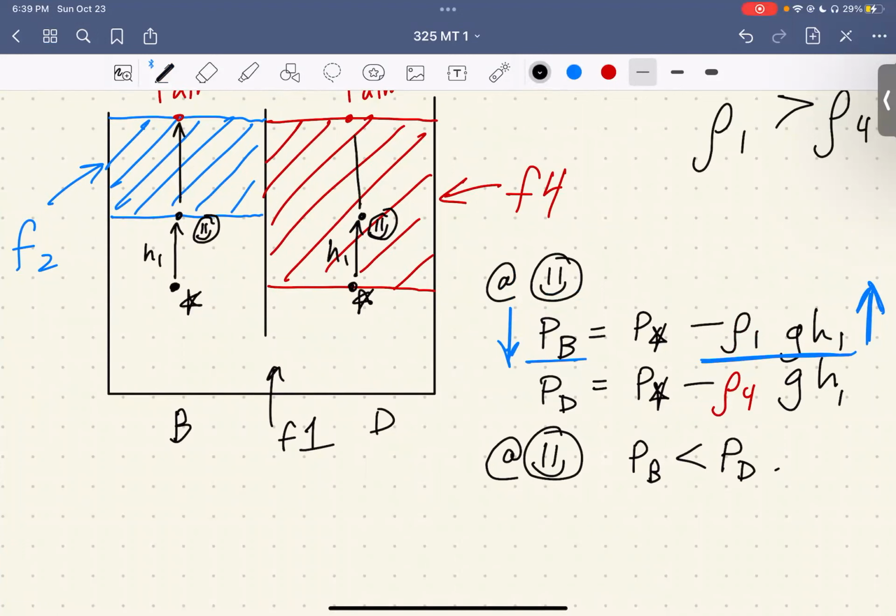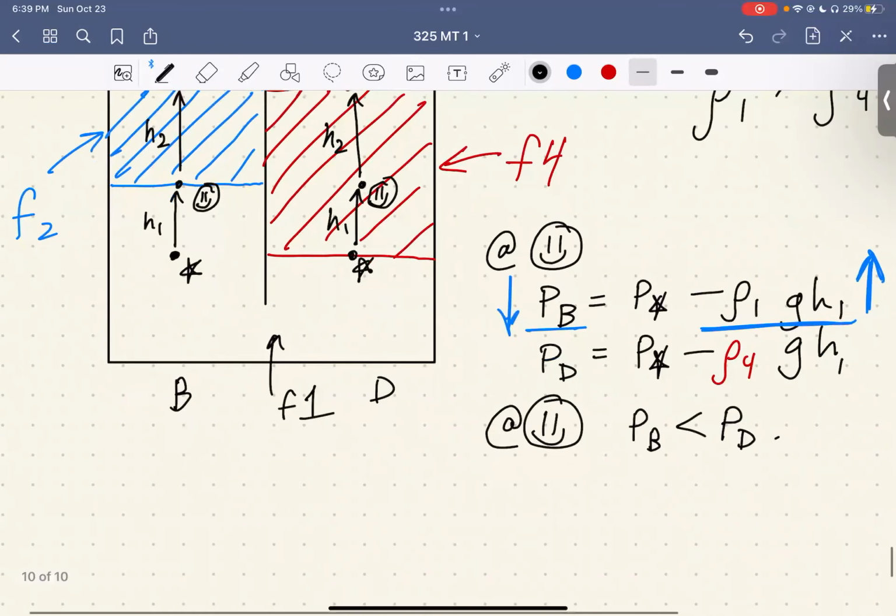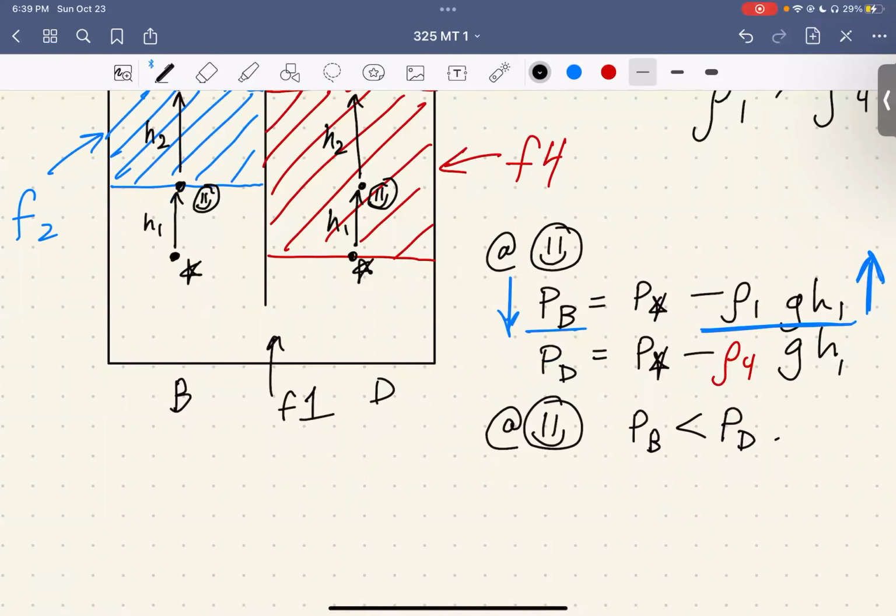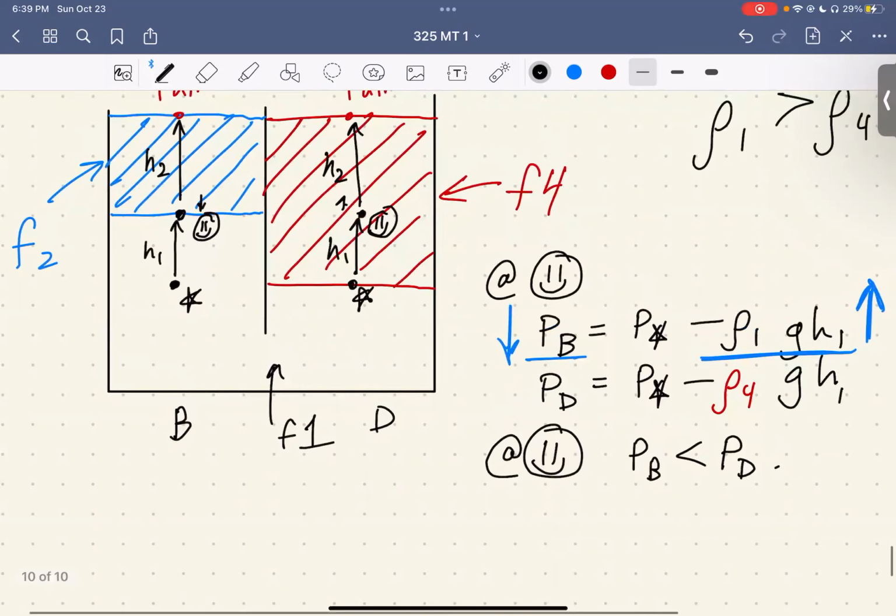Let's get to PATM. Let's call this height 2. Height 2. So we know already at the smiley face, this pressure is less than this pressure. This is higher pressure, right? But let's keep going.